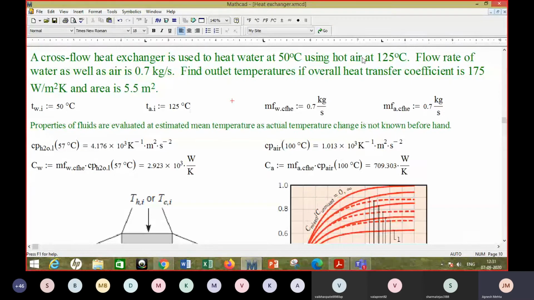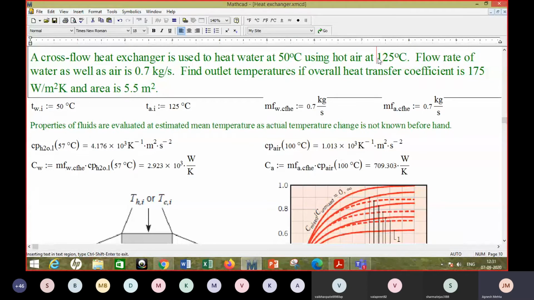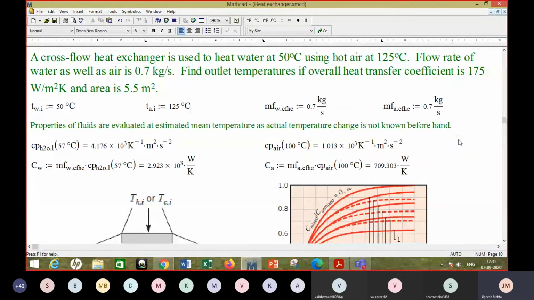Okay. So this is being heated with this stream of hot air at 125. It may be exhaust gas also. And you have a heat exchanger. You have a ready-made heat exchanger available with you. And the manufacturer has given this data that the area available in my heat exchanger is 5.5 meters square and the heat transfer coefficient is 175 watt per meter square Kelvin.